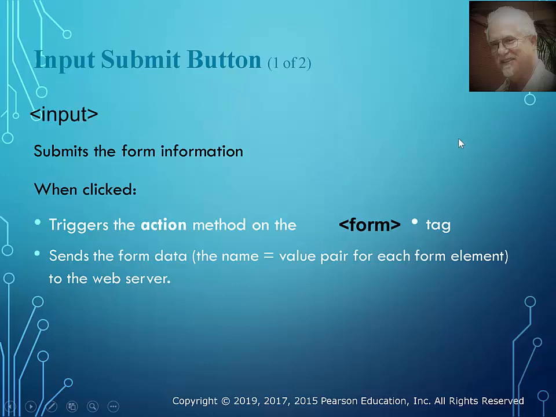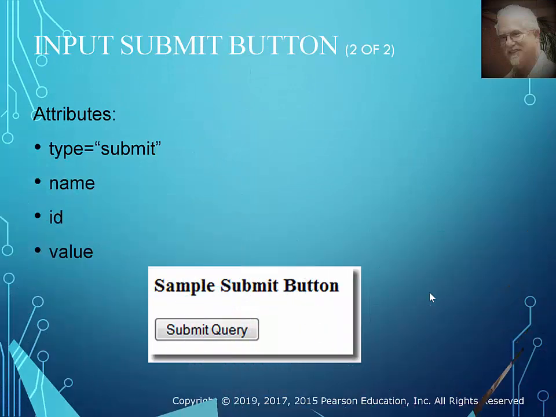Now the input, you see it down at the very end, this is the action that triggers the action or method of the form tag. So it'll send the form data to wherever it is you tell it to go. At the very end, if you just want to send it, you're going to use a submit, name, ID, and value. The value is just going to be whatever shows up in that little button.